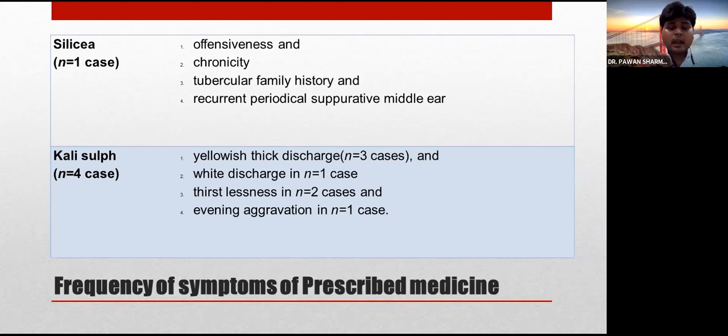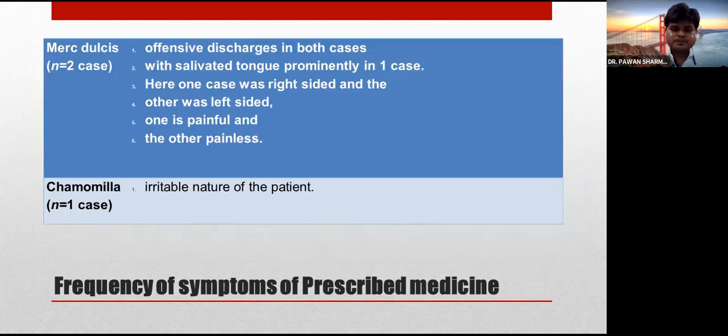Kali sulph I prescribed in 4 cases, with yellow thick discharge in 3 cases, white discharge in 1 case, thirstlessness in 2 cases, and evening aggravation in 1 case. This is the frequency of symptoms in Kali sulph. Mercurius dulcis was prescribed in 2 cases. The symptoms I got: offensive discharges in both cases, with salivated tongue prominently in 1 case. Here 1 case was right-sided and the other left-sided. One was painful and the other painless.